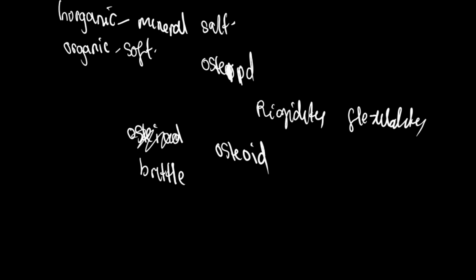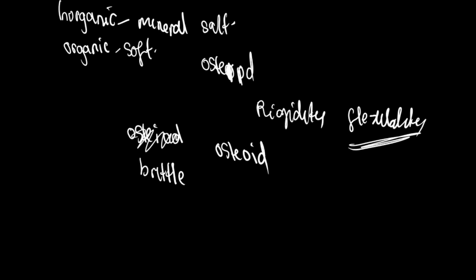As we saw earlier, the secretion of the bone matrix is done by the osteoblast. Now, the organic component, as earlier stated, is what gives the bone its flexibility and tensile strength. This is what allows the bone to resist stretching and twisting.